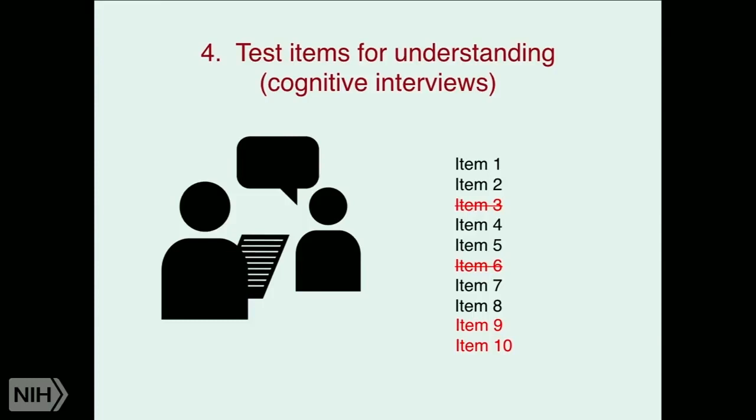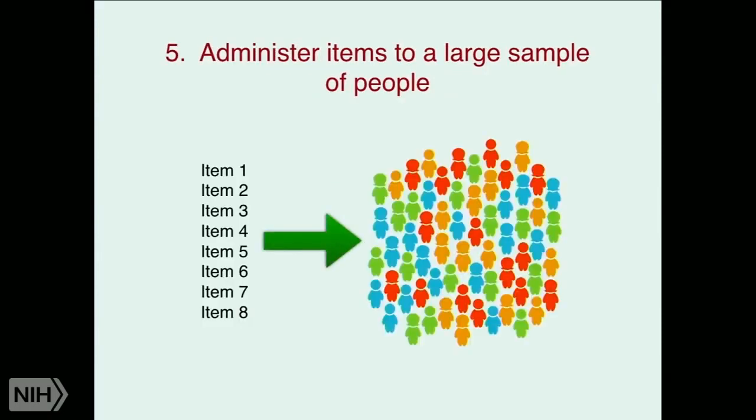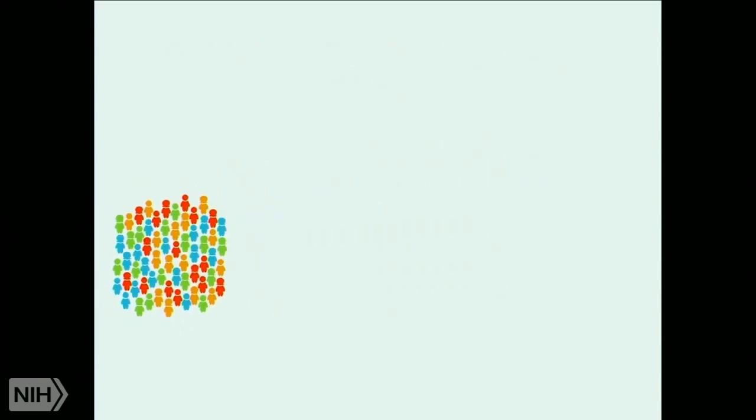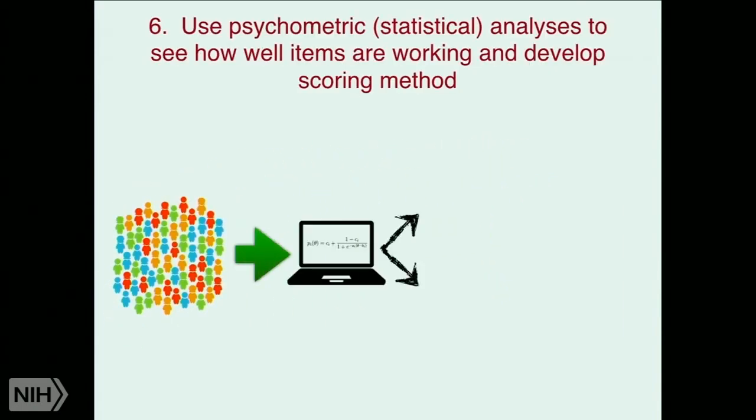Once we've got that set of items, we can now go and administer that set of items to a large sample of people. And we want people who have the diseases of interest, and we would love to get people who represent the whole range of symptom severity, right? The whole range of severity. So collecting data on a big set of people allows us then to use psychometric analyses, and that's just another word for statistical analyses that are specific to developing and evaluating measures.